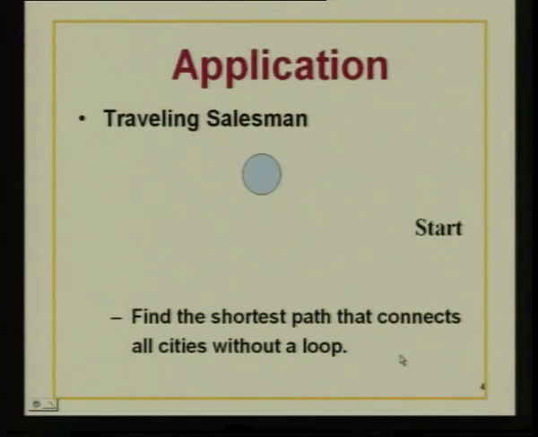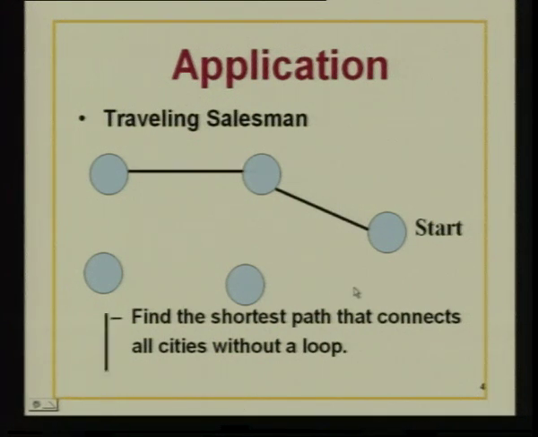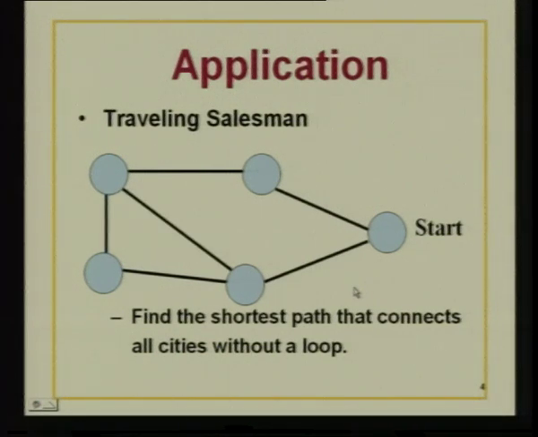Now, a typical application of a graph, which is very famous, is the traveling salesman problem. The idea was to find the shortest path that connects all cities without a loop. Without a loop means you do not come back to the same city again. So if you take these nodes to represent cities and these to represent the paths, you are assuming that from all cities you do not have paths to all other cities. So this is a typical example.